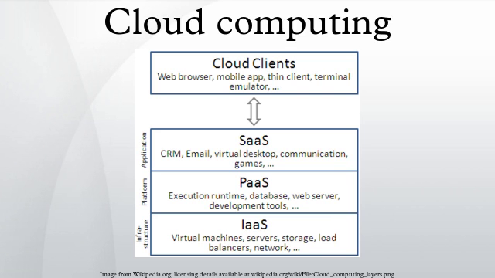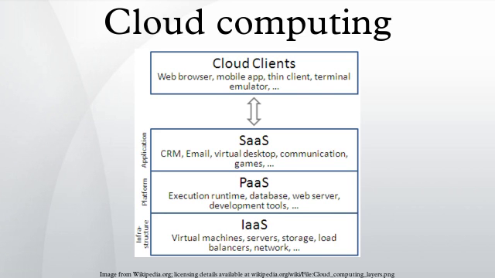A consumer can unilaterally provision computing capabilities, such as server time and network storage, as needed automatically without requiring human interaction with each service provider. Broad network access. Capabilities are available over the network and accessed through standard mechanisms that promote use by heterogeneous thin or thick client platforms. Resource pooling.